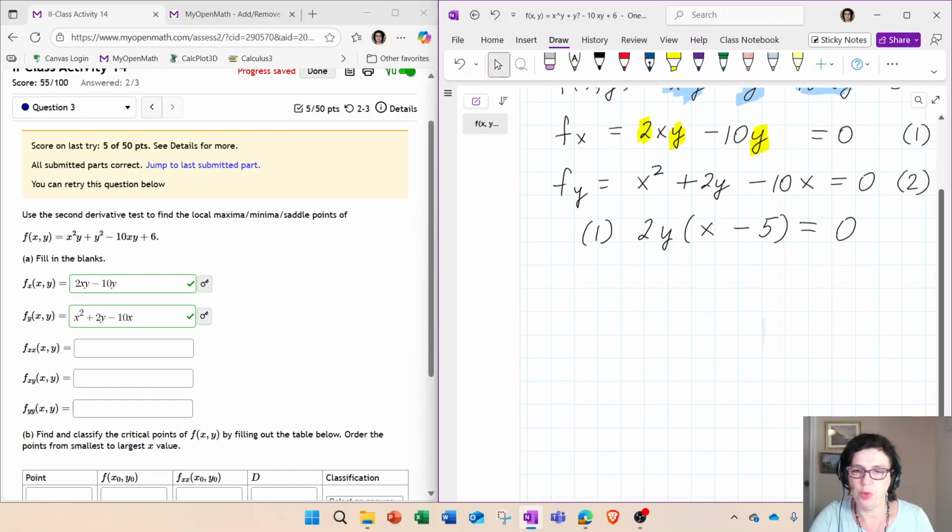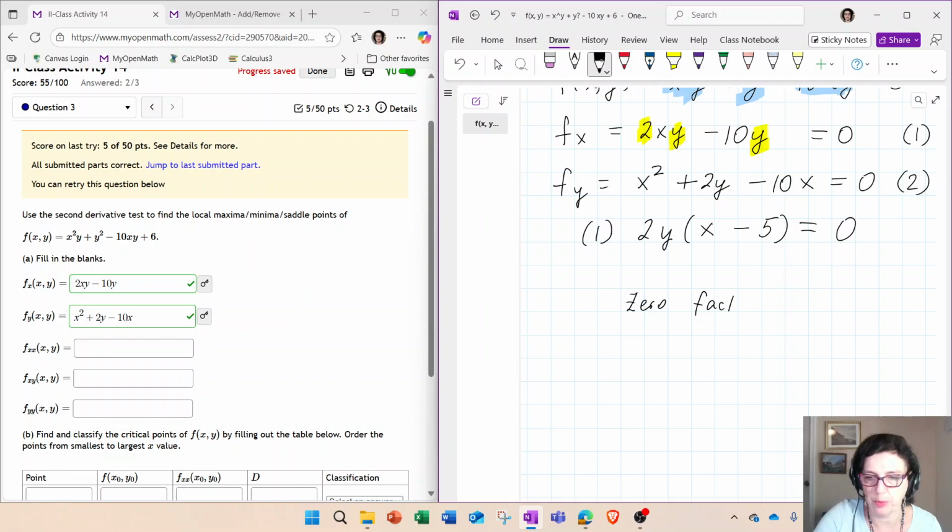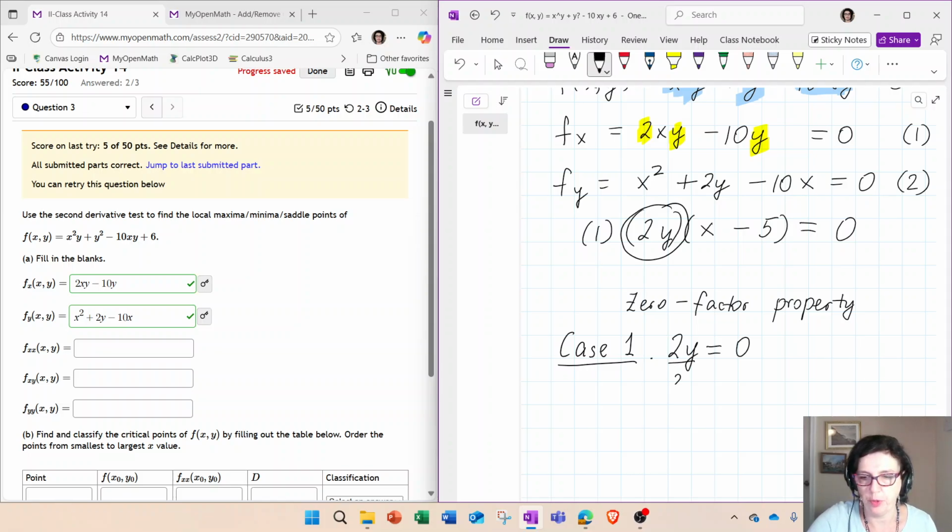And then we use something called the zero factor property. This is something you should remember. The zero factor property is what I'm supposed to use to find my critical points. It means that if a product of two factors is equal to 0, then either the first one is 0 or the second one is 0. So we are going to break this into two cases. Case number 1, let's make the first factor in the expression equal to 0. When I divide both sides by 2, and hopefully you understand that we're not subtracting, we're dividing by 2, that'll give me y equals 0.